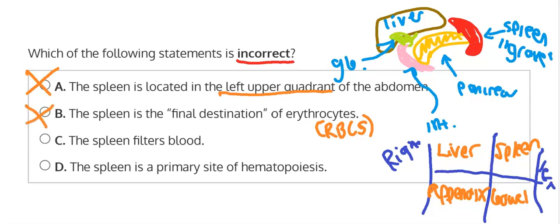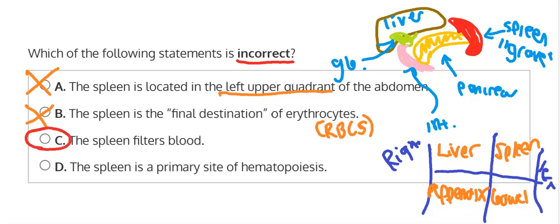Option C is saying that the spleen filters blood, and that's looking like a correct statement. The spleen absolutely would go through red blood cells. That's how we're filtering out the blood cells that are no longer needed. That's looking like a correct statement. So we'll circle it, but let's just take a look at option D.